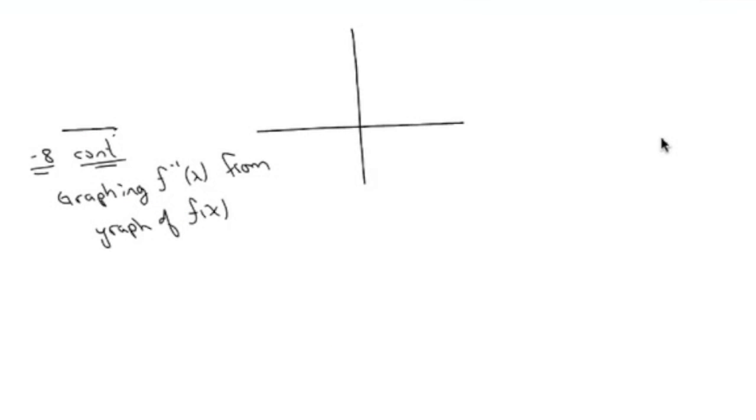So if I have a function that looks something like this, let's do a 3 dot one.